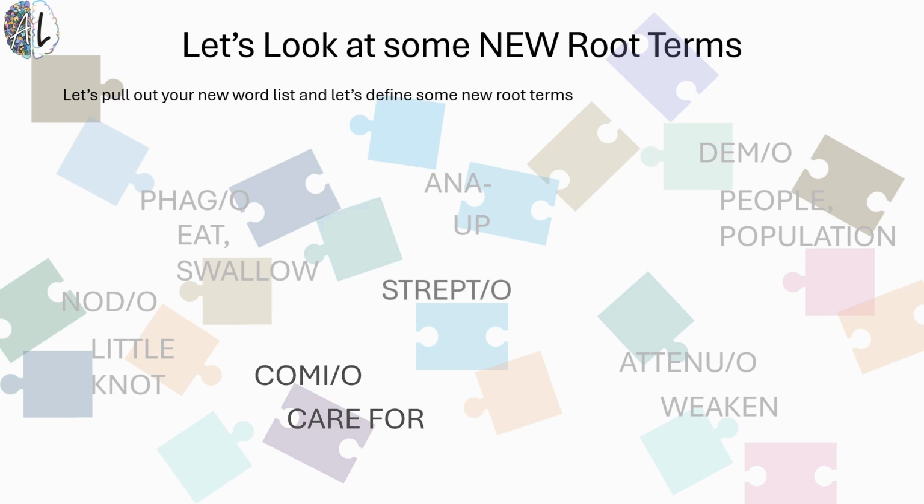And then we have the root term strepto. Strepto. See if you can find that definition. All right, strepto refers to twisted chains. It would be an appearance of something, as we will see in some future lectures.